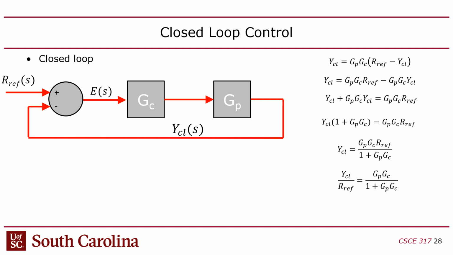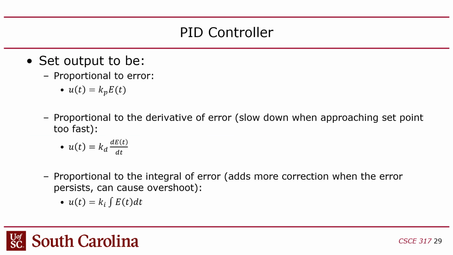It turns out that this result is significant because GP times GC is the open loop response, right? And the closed loop response is simply the open loop response divided by 1 plus the open loop response, which is kind of crazy that it works out that way, but it's that simple. That's the only thing you have to do to convert open loop response to closed loop response.